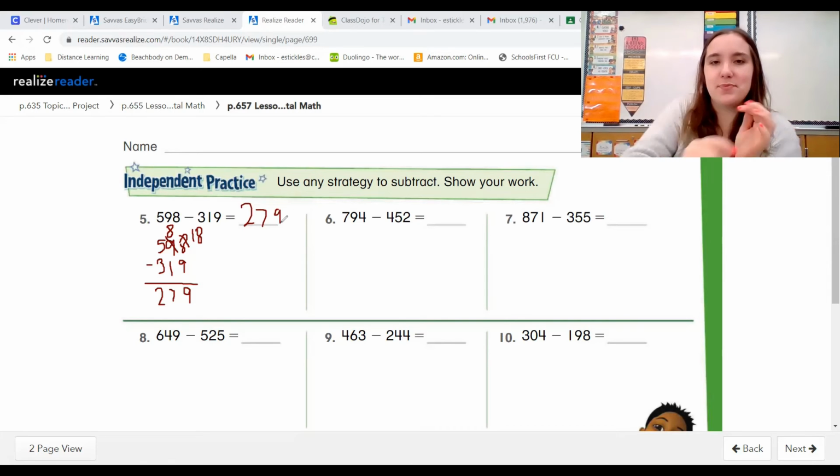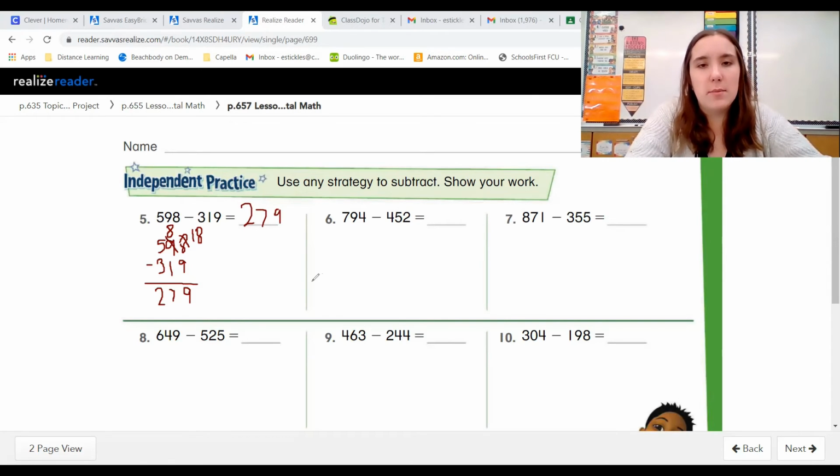You ready? Okay. For this one, I'm gonna do a number line. Oh, crazy number line, let's try that again. Number line, there we go. And I'm gonna do adding on because I haven't done that way yet. So I'm gonna start at 452 down here. And I'm gonna count up until I get to 794.